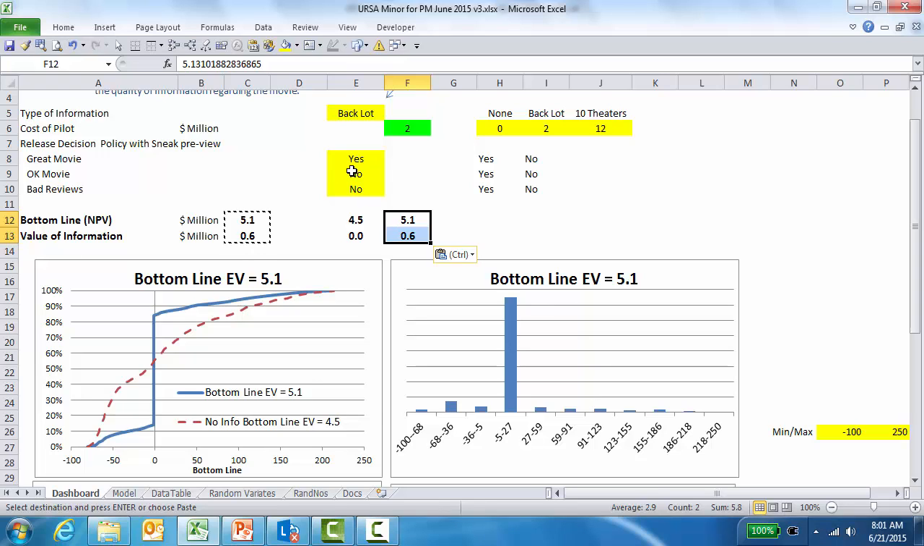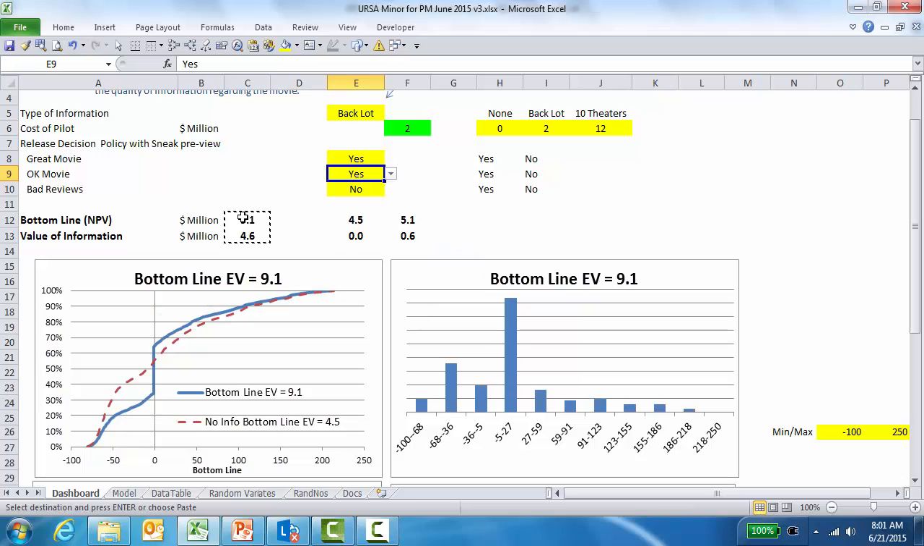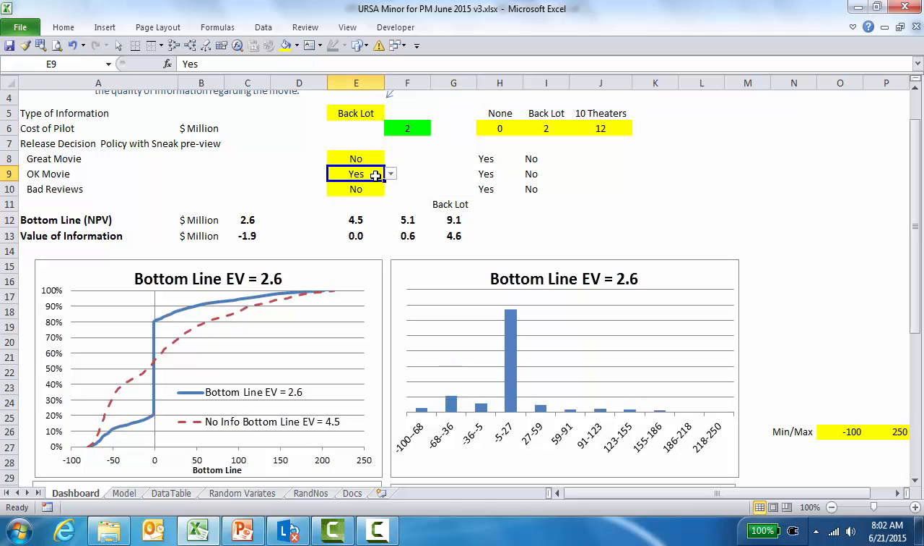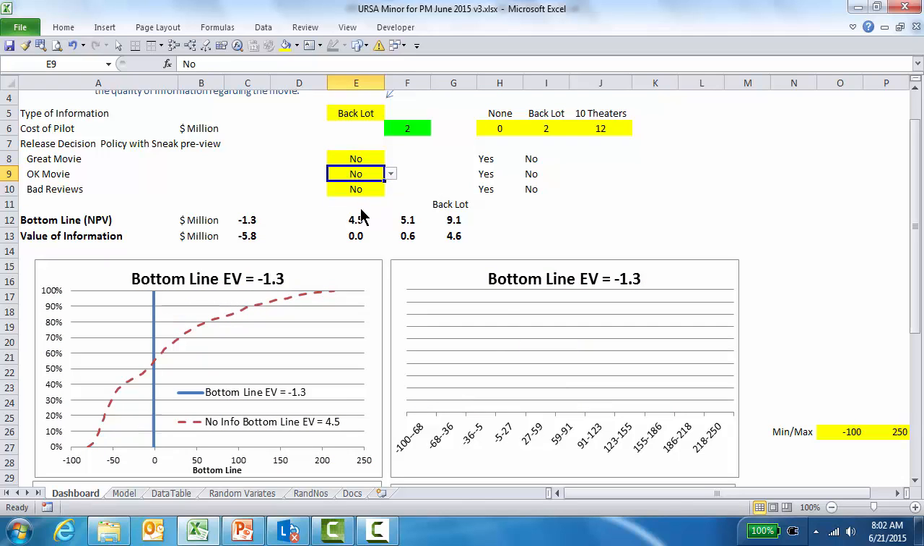So what if I now say I release the OK movie? If I release the OK movie, oh, now I've got a 9.1. That's better. Well, that's good. And my value of information is 4.6. So this is the back lot here, right? Clearly, if I don't release any of these, I'm going to lose money. I guess not, because I guess you could tell me that it's never any good. The bottom line is minus 0.3, and I have a loss of minus 5.8.